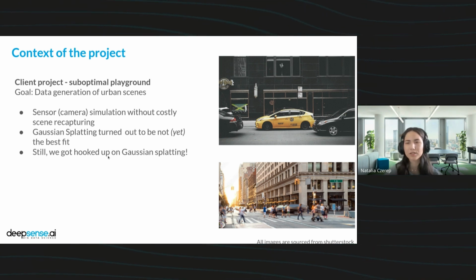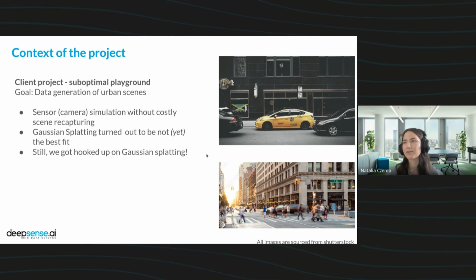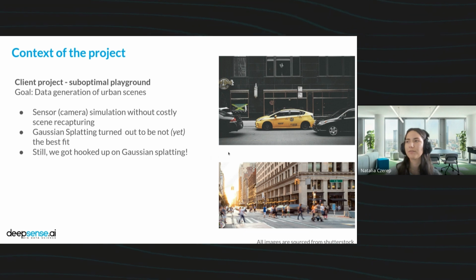There are successful works from NVIDIA and Waymo, to mention a few, that built a world model on NeRFs for urban scenes. We were inspired by their research and thought about the use of Gaussian splatting. We thought it would be an even better choice. But it turned out that it is not an optimal playground for this technology. So we got hooked on Gaussian splatting and proceeded with our internal project.